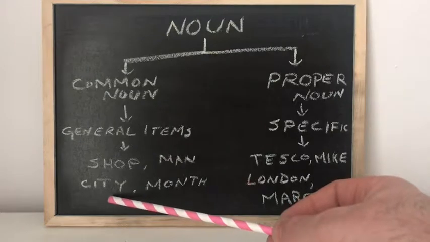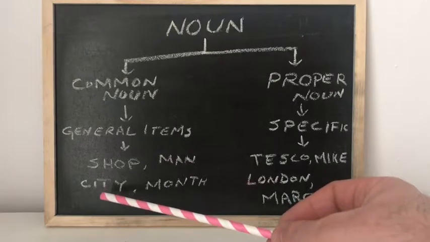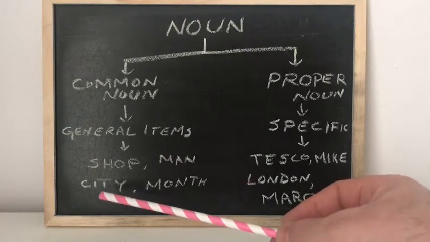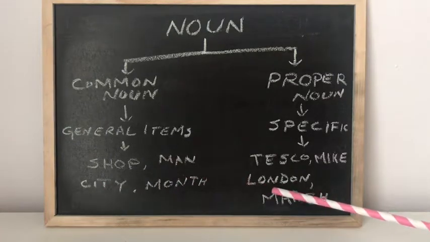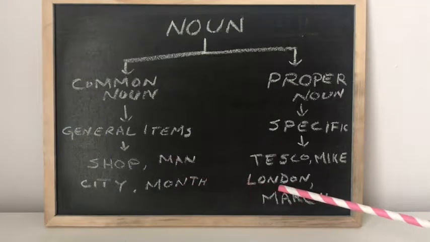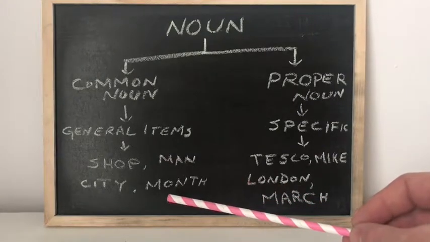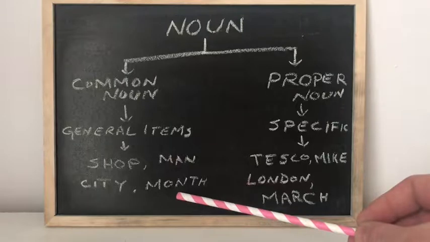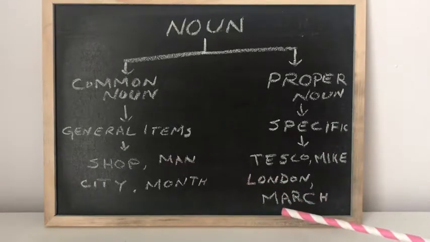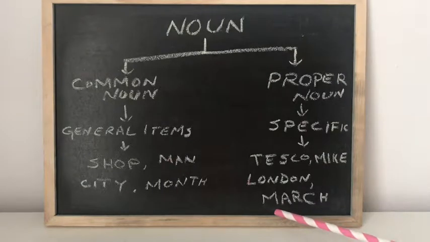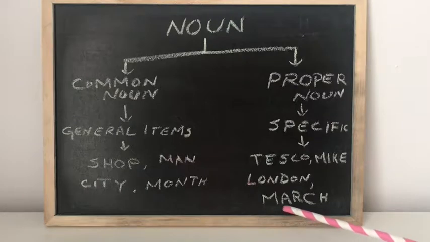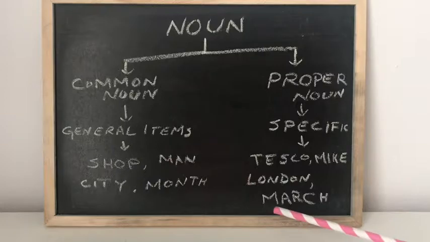City is just a place. But when we give city a name, London becomes proper noun. Month could be any month. When we give that particular month a name, such as March or February or April, it becomes a proper noun. March will become a proper noun.